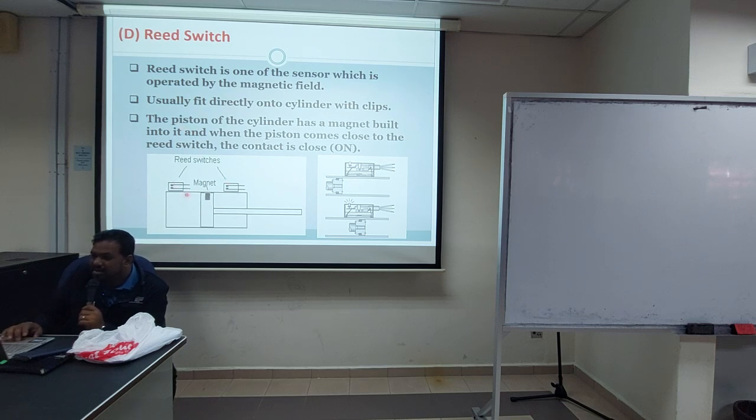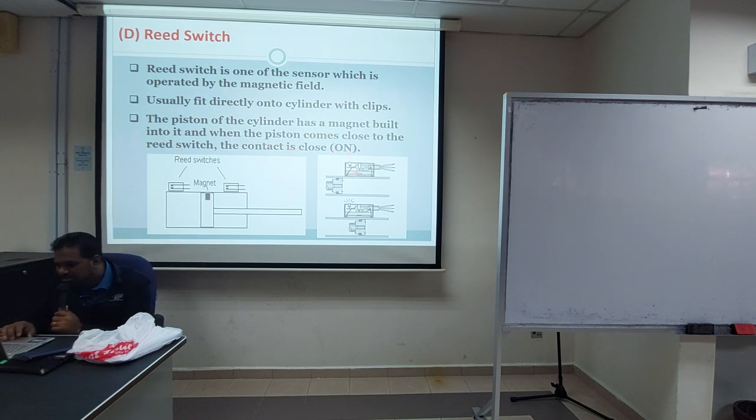So reed switch ni boleh attach dekat body of the cylinder, cylinder barrel. Okay, so letak satu dekat ujung sini, satu lagi dekat ujung sini. When the magnet reach dekat sini, kita tahu cylinder already retracted. Kalau magnet ada dekat sebelah sini, kita tahu cylinder is fully extended. So dia boleh detect lah. So the piston of the cylinder, so ini adalah bahagian piston. So piston ada magnet dalam tu, and when the position come close to the reed switch, the contact is closed ataupun on. So boleh tengok dekat sini.